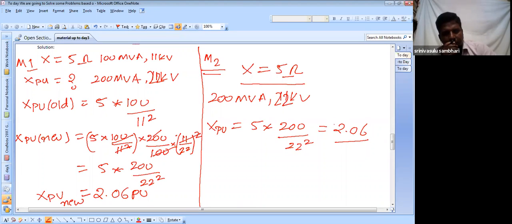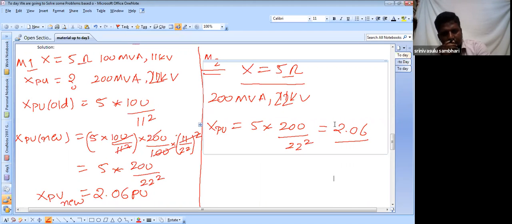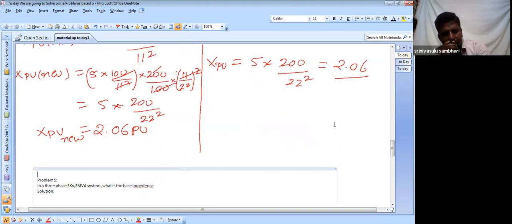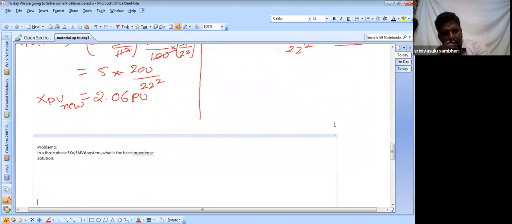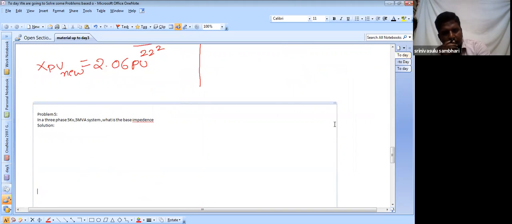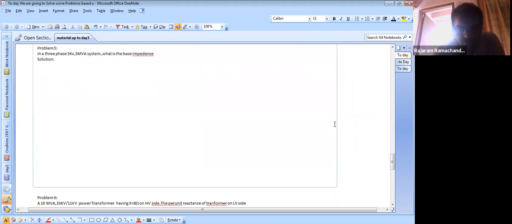Okay, this is about the fourth problem. Now, till now we have done all models in the per unit reactance. Let's go for one more model for transformer problems. One more model is pending. See problem 5.